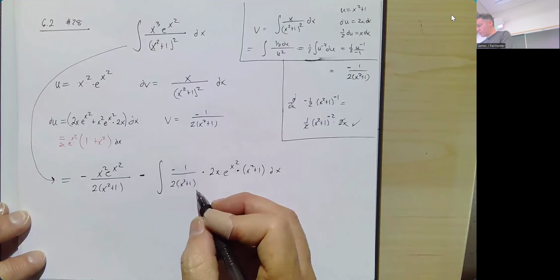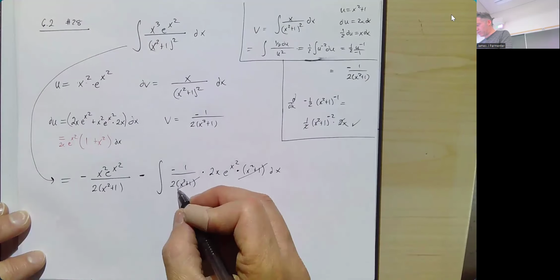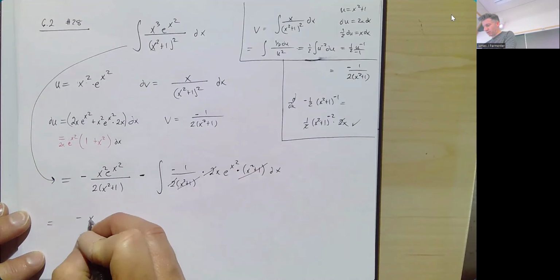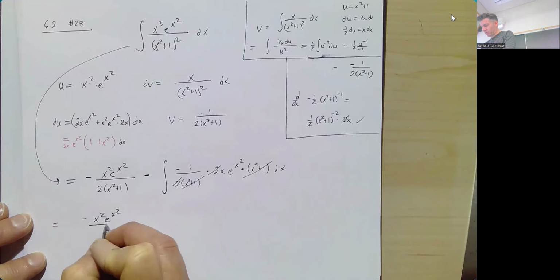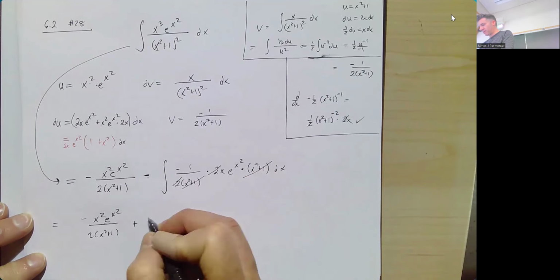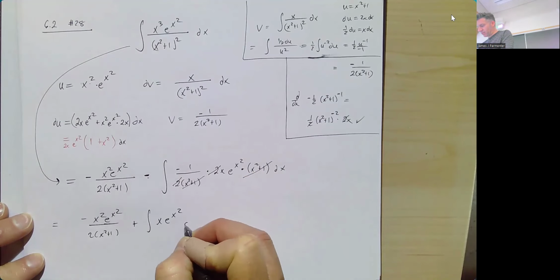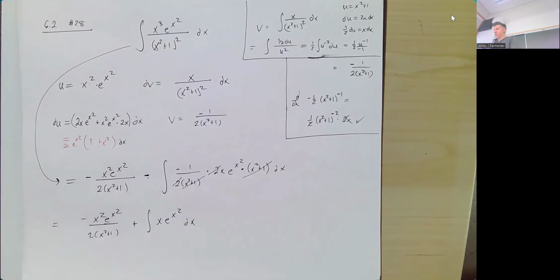And then the x squared plus 1 cancel, the 2's cancel. You can rewrite this as negative x squared e to the x squared over 2 times x squared plus 1. Minus a minus is plus. And then we have the integral of x e to the x squared. And then you do a u sub there. Not terrible. It's a terrible problem.